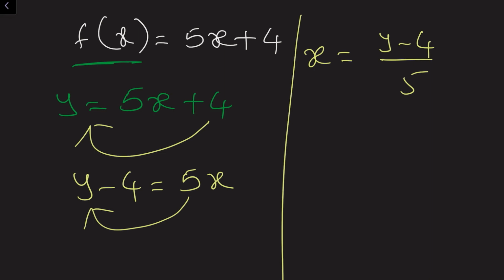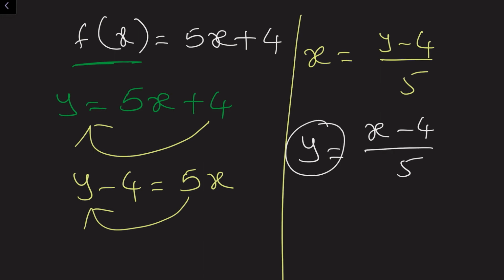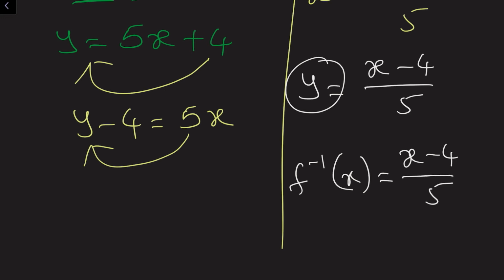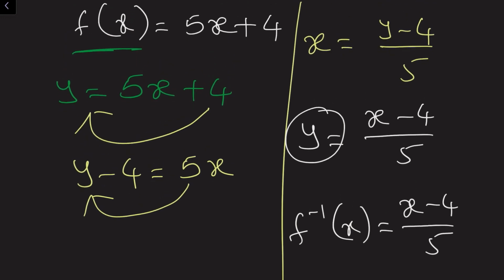Now replace the x with y and y with x. So y = (x - 4)/5. Now in the place of this y, substitute f inverse of x. So f inverse of x = (x - 4)/5. This is the inverse of the given function.